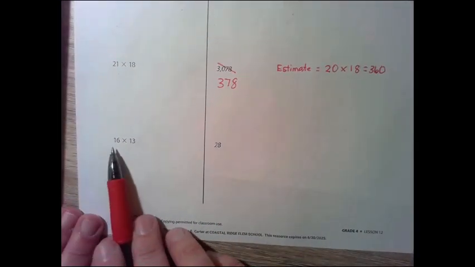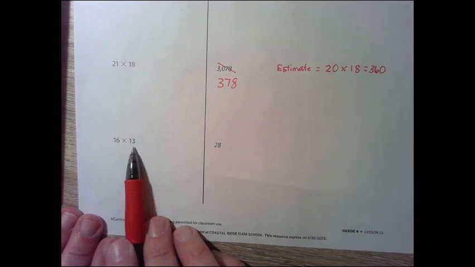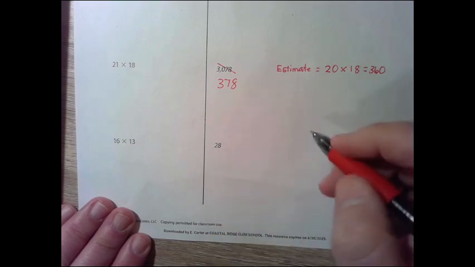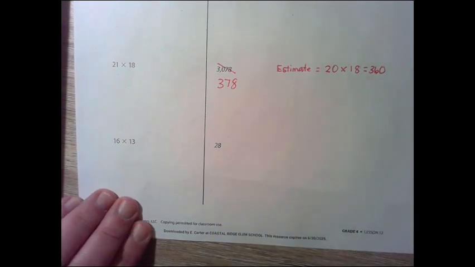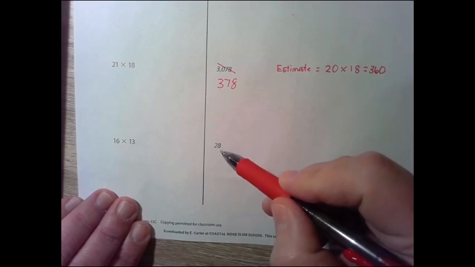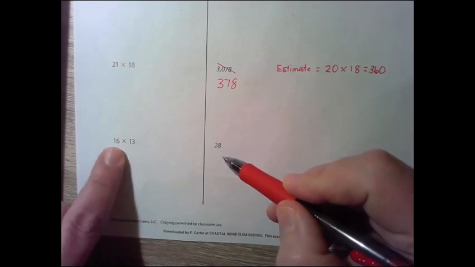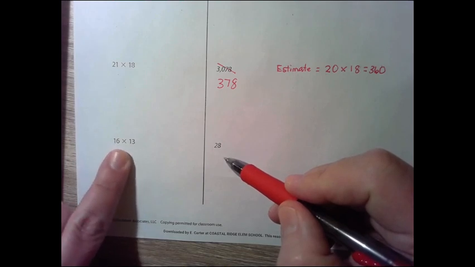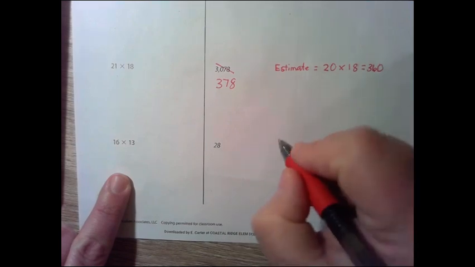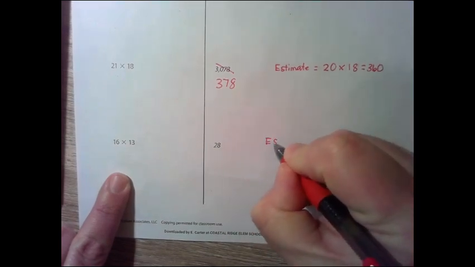So here they were doing 16 times 3. So I'm going to do my estimate, and they came up with an answer of 28. Well, I could already tell by looking at my answer, 28 is probably not going to be a reasonable answer because, you know, we're doing 16 times 3 and they came up with 28. But let's go through with the estimate anyway.